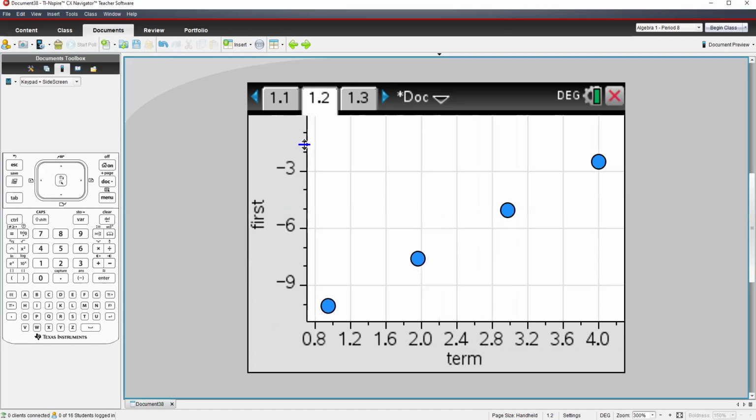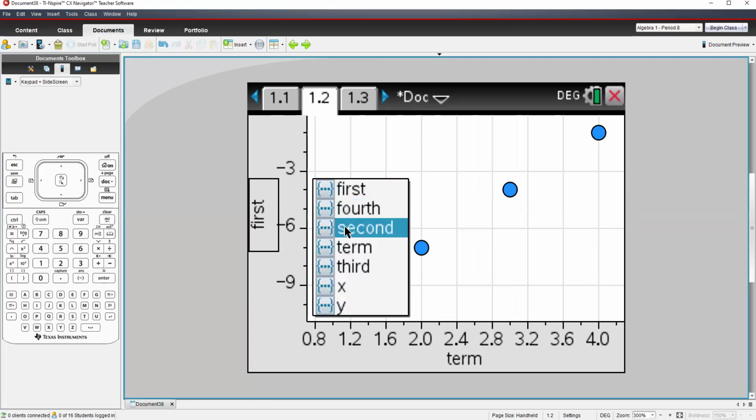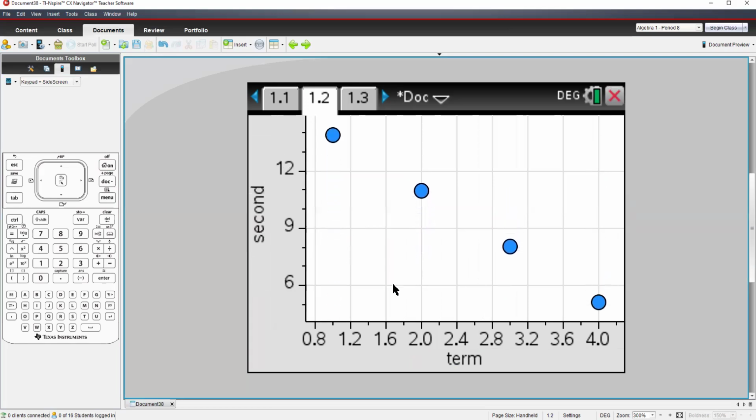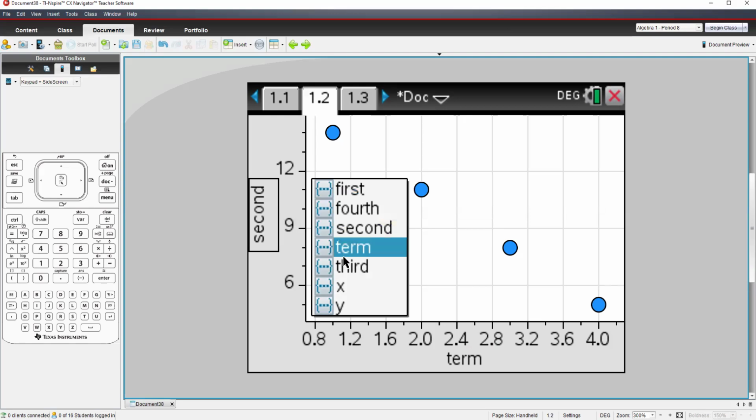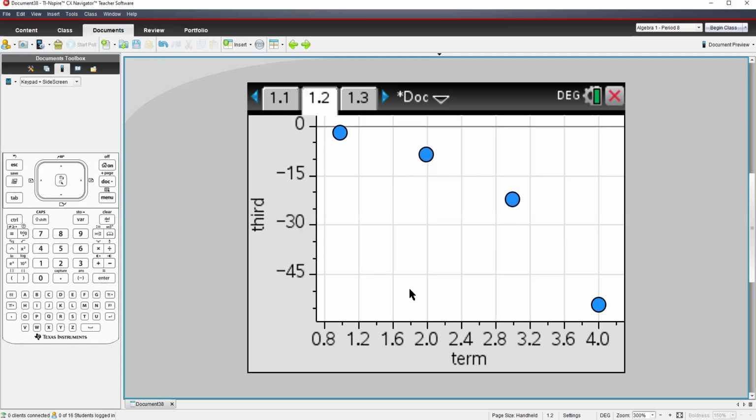Okay, here's the first one. That doesn't look exponential. It looks linear, to be honest. Let's look at the second one. That one also looks linear, so it doesn't look exponential. Let's do the third one. This one kind of is exponential, but it's going down. And then let's look at the fourth one.